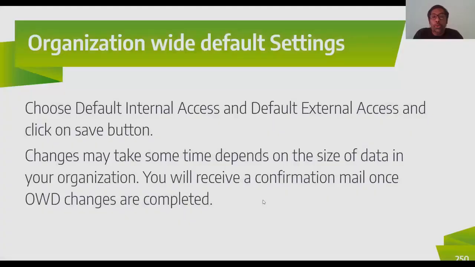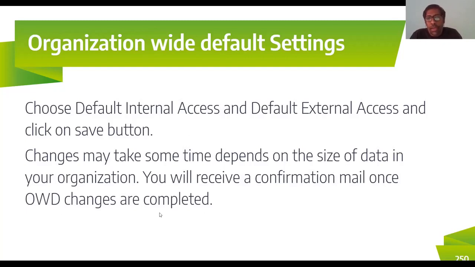After this, then you're going to, oh, what is that? You're going to save it. So now choose the default internal access and default external access and click on save button, right? The changes may take some time, depending on the size of the data in your organization. You will receive a confirmation mail once OWD changes are completed.